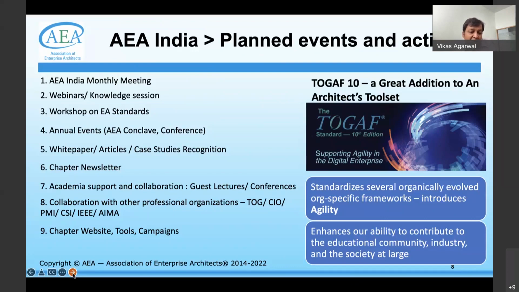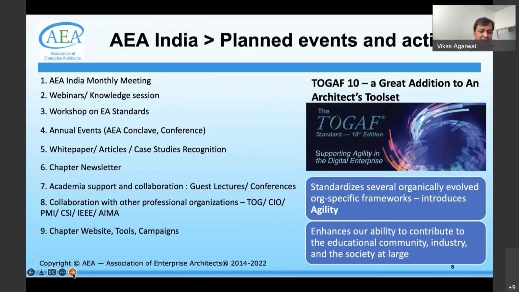Also, we want to find our way into the overall academic ecosystem within the country, so that enterprise architecture can be understood as a formal subject, and can be considered a discipline of learning by the universities for budding architects right from when they are younger.